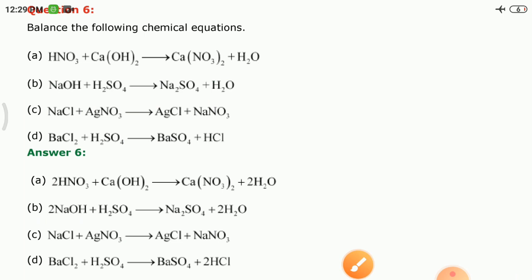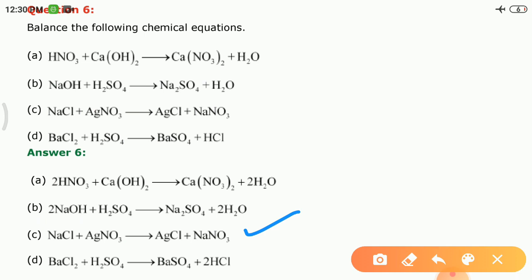Next is C, NaCl sodium chloride plus silver nitrate AgNO3 gives silver chloride plus sodium nitrate NaNO3. As we see, this equation is already balanced. Total number of sodium atoms, chloride atoms, silver ions and nitrate ions are the same on the reactant and product side. So again we can write it as it is: NaCl plus AgNO3 gives AgCl plus NaNO3.